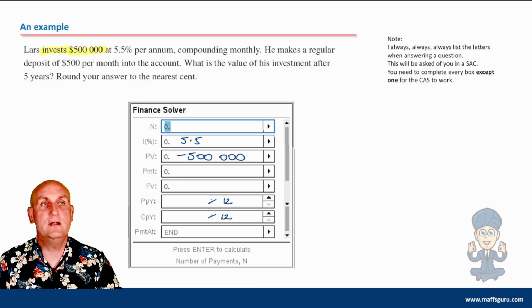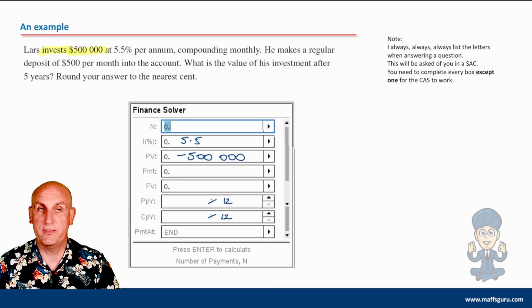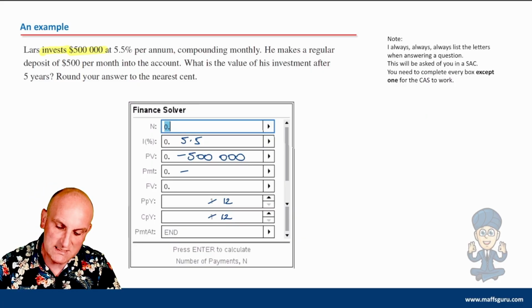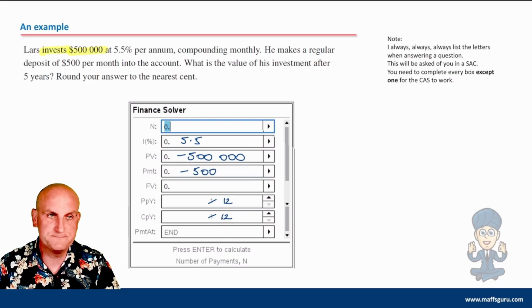He makes a regular deposit of $500 per month. I'm paying in money. I'm losing money out of my pocket again. It's making me feel negative. Minus 500. So my PMT is minus 500.